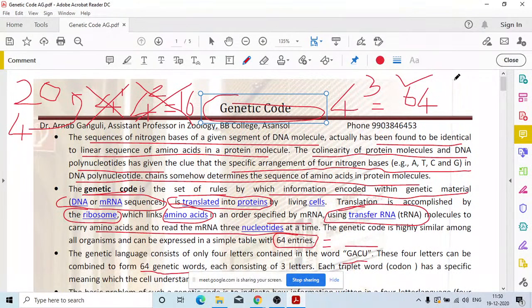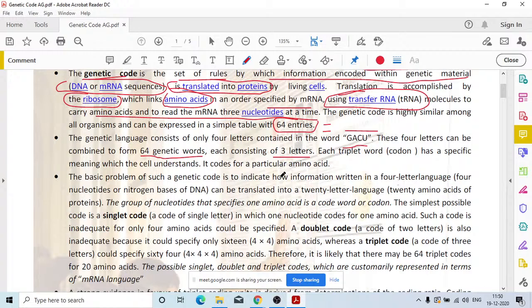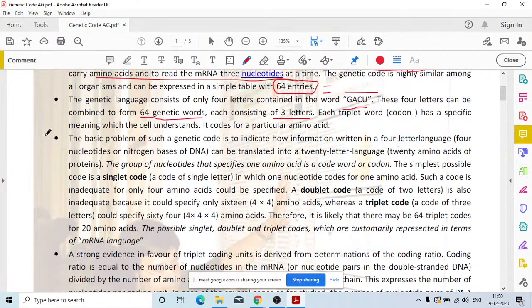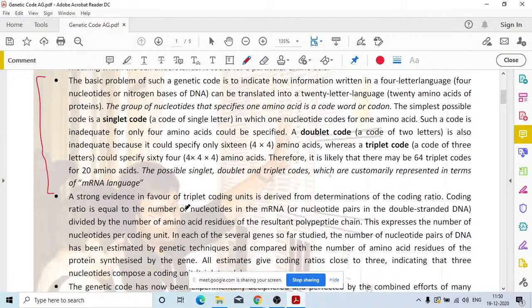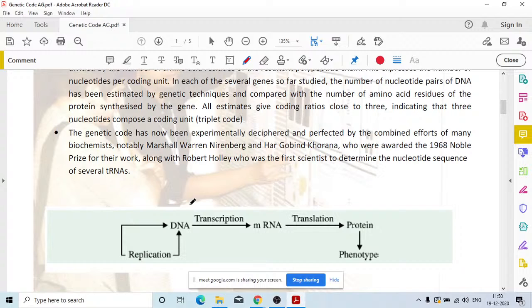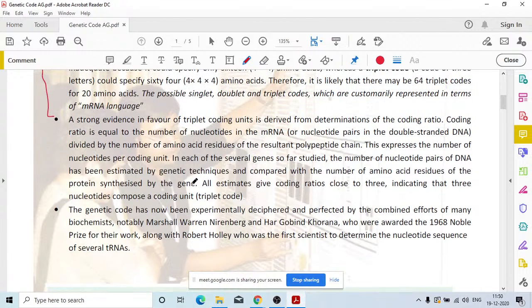And this was later proved in an experiment by Nirenberg and Khorana, that the genetic code is read as triplets. So this is what I've explained over here. So it is read as triplets. This was by Marshall Nirenberg and Har Gobind Khorana, along with Robert Holley, to determine the nucleotide sequence of several tRNAs.